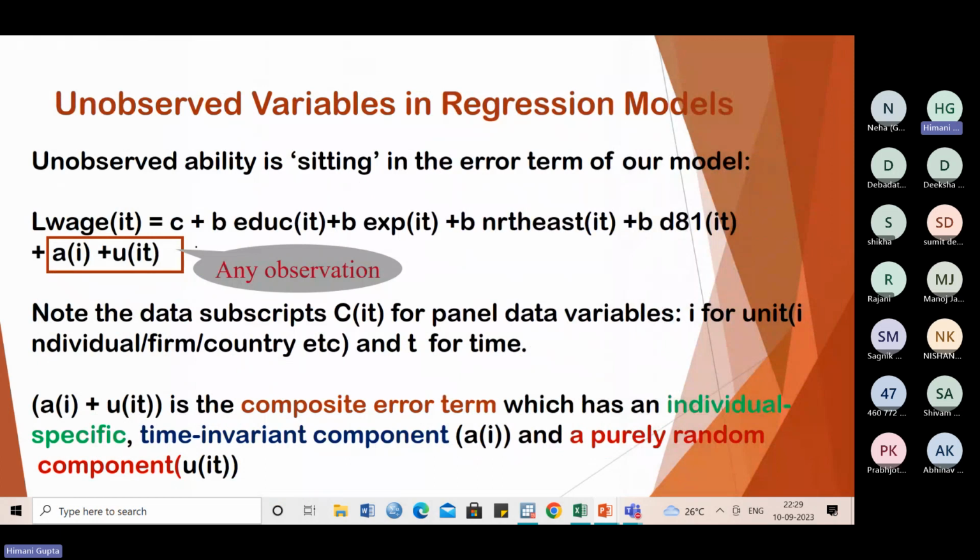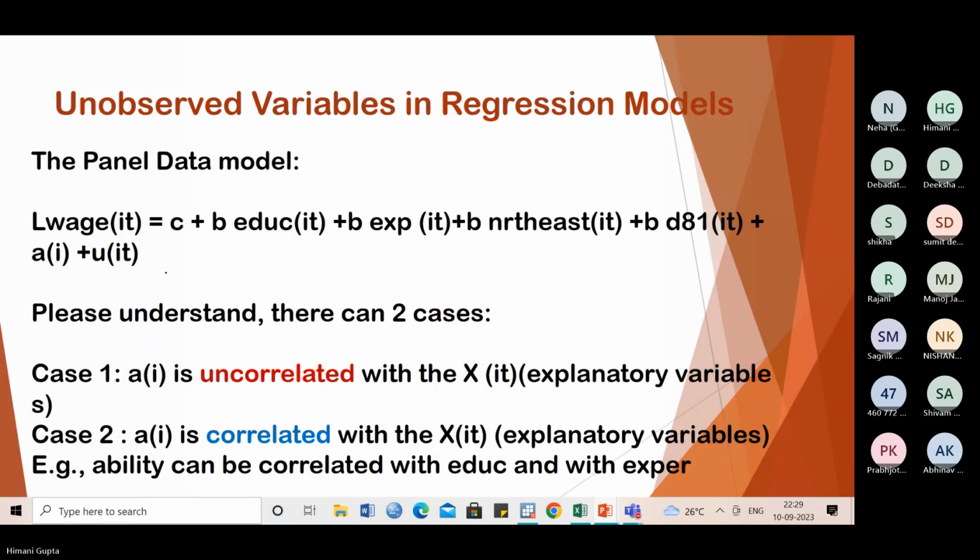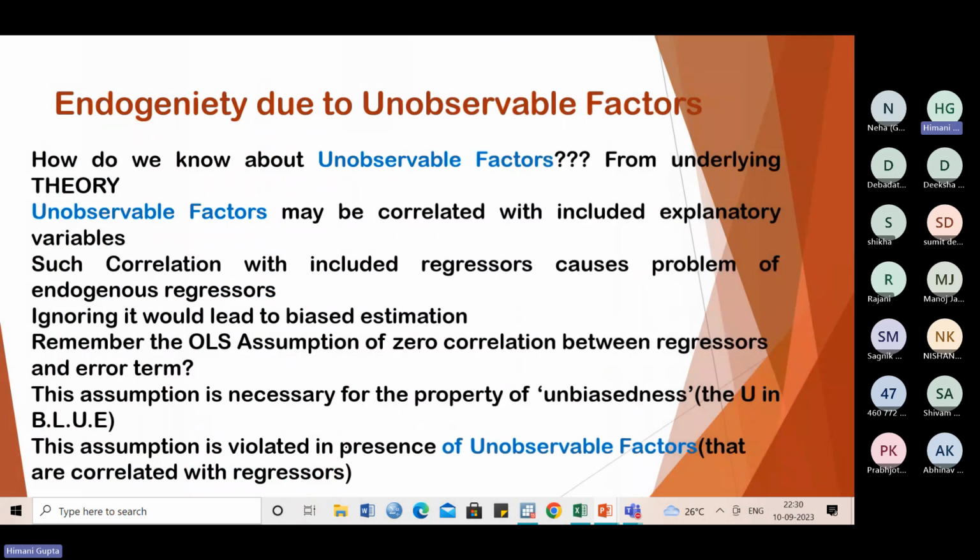I have already told you that these two will be your correlated error terms. These are two error terms. One, A_i, will be related to your independent variable, but U_it will not be related to your independent variable. That's what we have to take care of. Whenever we are dealing with unobserved variables, there will be two conditions. Either A_i, the variable sitting in your error term, is correlated with your independent variable, or it is not correlated. Only two things will be there.